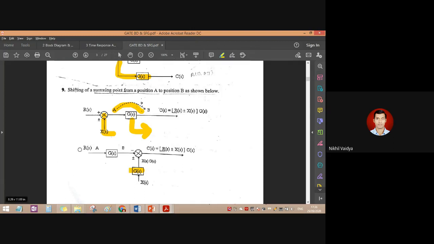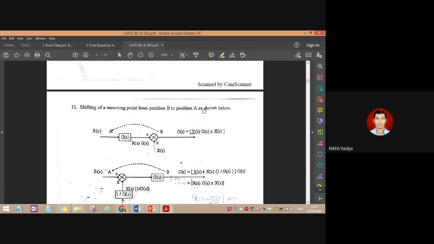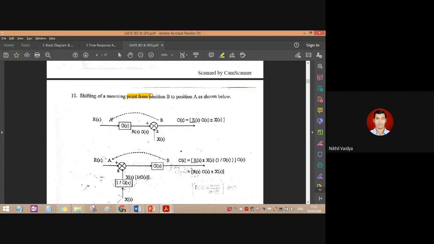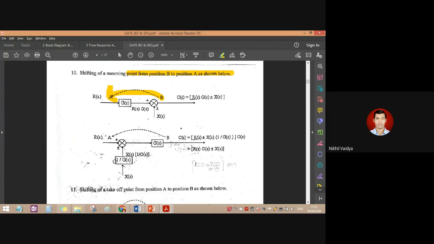Okay, so generally I remember it for the summing point because it is the addition of the same block in the summing point path. So when we shift a summing point after the block, what we have to do? We have to add the same block in the summing point path. When we add the same block in the summing point path, the final answer we are going to get will be the same as when the shifting was not done. Okay. Next, shifting of summing point before the block, means from B to A. Again, it will be similar. In B to A, we have to add the reciprocal of the block. We will again get the same answer.